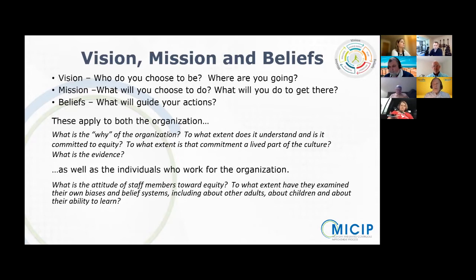And as an entire organization, to what extent does it understand and is it committed to equity work? Not only in knowing about it, but in addressing it as well, getting back to that previous slide. And then to what extent is that commitment a lived part of the culture of the entire organization, as well as its policies and practices?